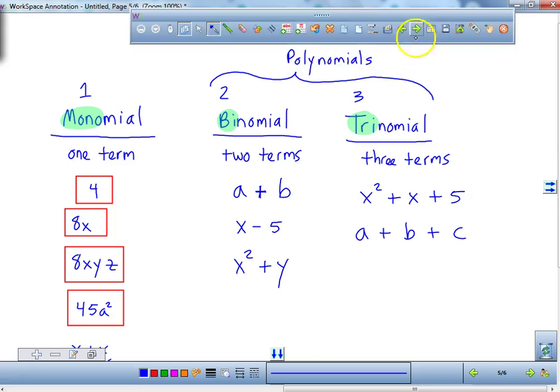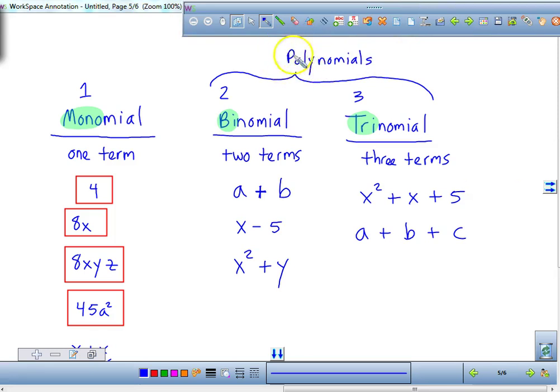What does the word poly mean? Many, more than. More than what? At least more than 2. Okay, that's right, 2 or more. Poly means 2 or more. Okay?